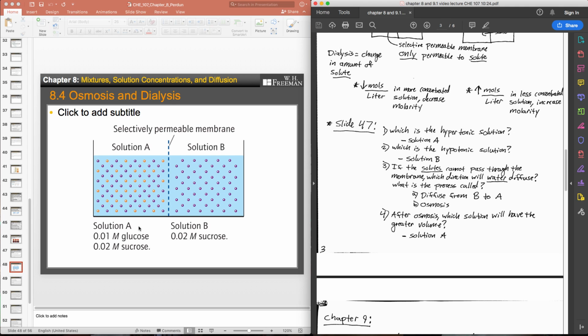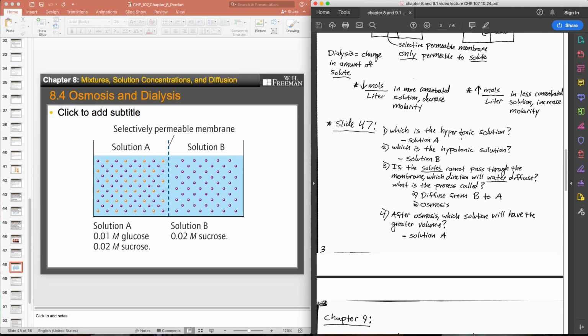So question number 3, if the solutes cannot pass through the membrane, so if we can pause right there, we automatically know, okay, we're talking about osmosis, right? Which direction will water diffuse? What is this process called? So obviously this process is called osmosis, right? Because we're talking about the movement of the solvent, which would be water, and not the solute, because the solutes in this situation are not able to pass, as that information is given to us in this question. And so which direction would the water diffuse?